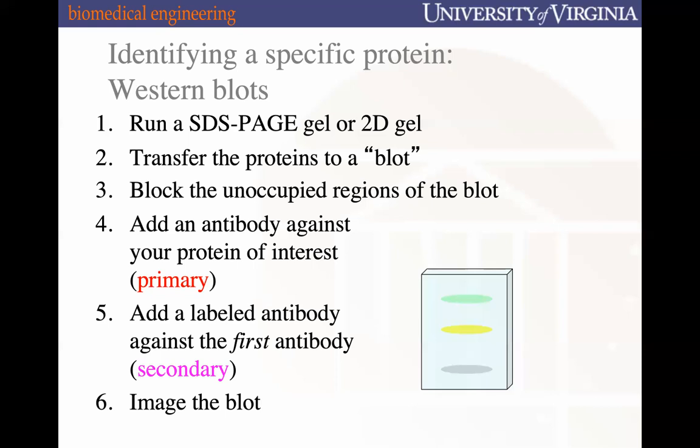Yes. That's a very good question. I'm going to answer that in just a moment. Hold on to that thought. The question was, for the sake of recording, why do we use a labeled secondary instead of a labeled primary antibody? Any other questions?